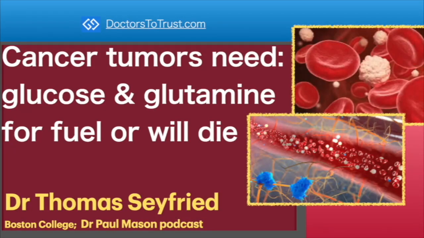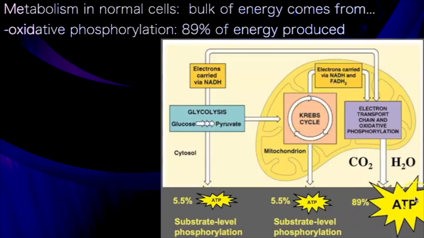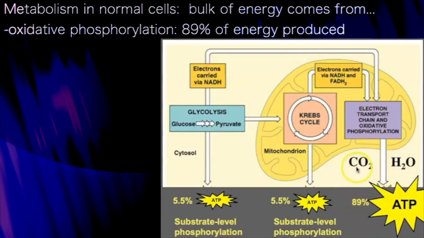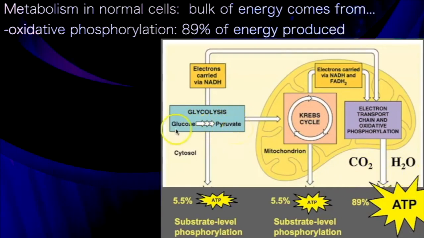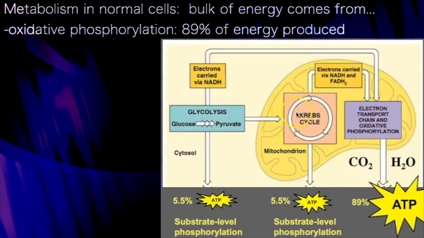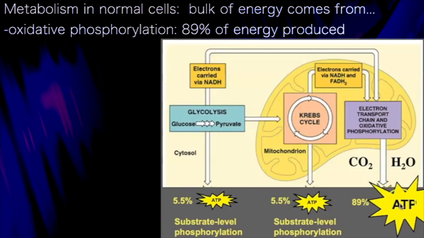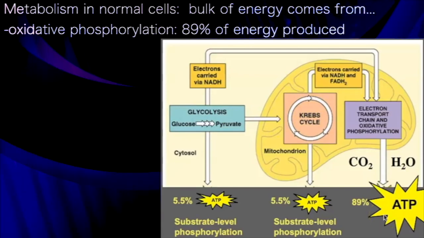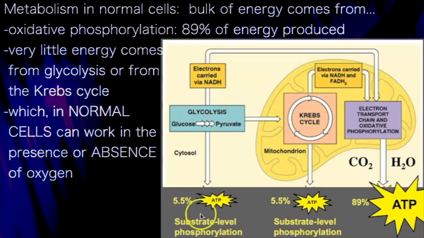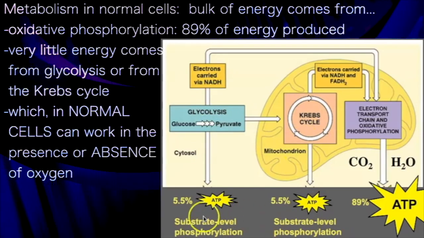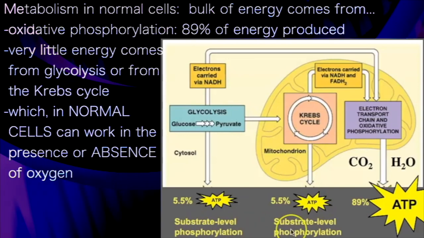So if we look at energy metabolism in normal cells, we see that the bulk of energy comes from oxidative phosphorylation with the waste products of CO2 and water. So glucose is metabolized in the glycolytic pathway to pyruvate. Pyruvate enters the mitochondria, and the Krebs cycle is fully oxidized and generates this energy through the process of oxidative phosphorylation. Very little energy is coming out of the cytoplasm in glycolysis or out of the Krebs cycle that I showed you before in normal cells. These are called substrate level phosphorylations. They can work in the presence or absence of oxygen.